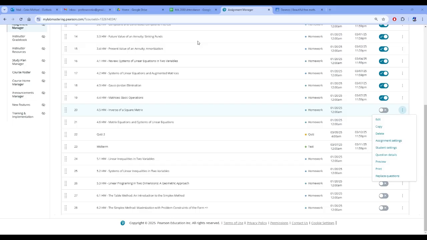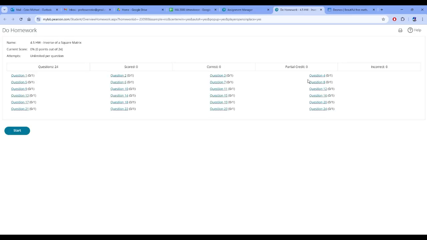So today's focus is going to be Chapter 4, Section 5, the inverses of a square matrix. So let's go ahead and take a preview at this assignment. We have 24 questions. Let's get into it.